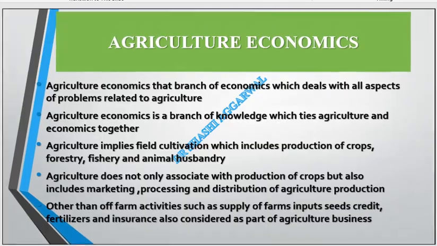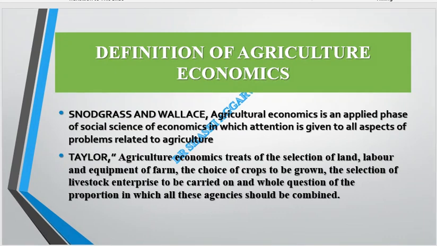So agriculture economics could be defined as an applied phase of the social science of economics in which attention is given to all aspects of problems related to agriculture. Taylor has defined agricultural economics as treating of the selection of land, labor, and equipment of the farm, the choice of crops to be grown, the selection of livestock enterprises to be carried on, and the whole question of the proportion in which all these agencies should be combined.